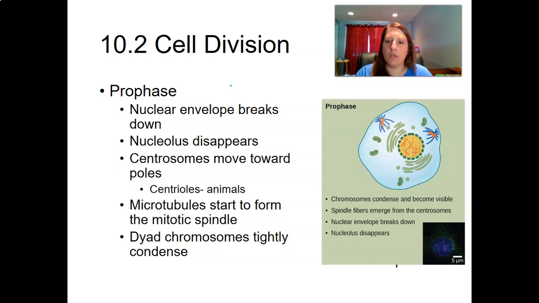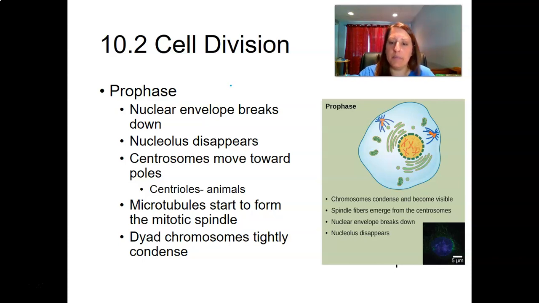What else happens? The centrosomes that were duplicated during S phase of interphase are now going to spread out to opposite sides of the cell, which we call the poles. The poles of the cell. You can kind of think like North Pole and South Pole of the Earth. They're on opposite sides of the planet. And that's how we're using the term pole here as well. So when we say centrosomes move towards the poles, that means opposite sides of the cell.